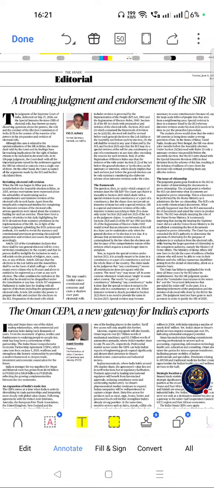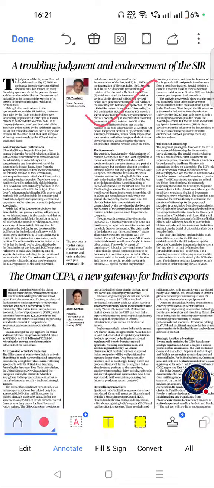The first important article from editorial section was this one: a troubling judgment and endorsement of the SIR. If you see the importance of this article, Election Commission is a favorite UPSC topic. Electoral reforms frequently appear in mains. Constitutional provisions related to elections are highly important and relevant for democracy, governance, and citizen rights. Questions have appeared on Election Commission of India, Electoral Reforms, Representation of People Act, Free and Fair Elections, Constitutional Bodies.